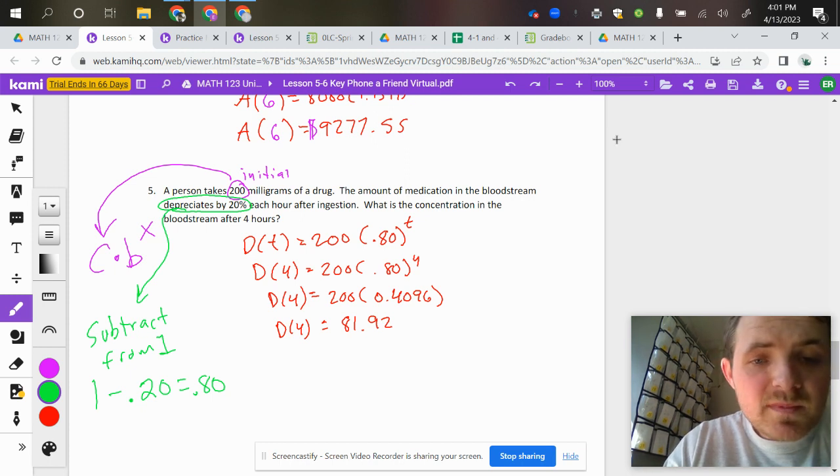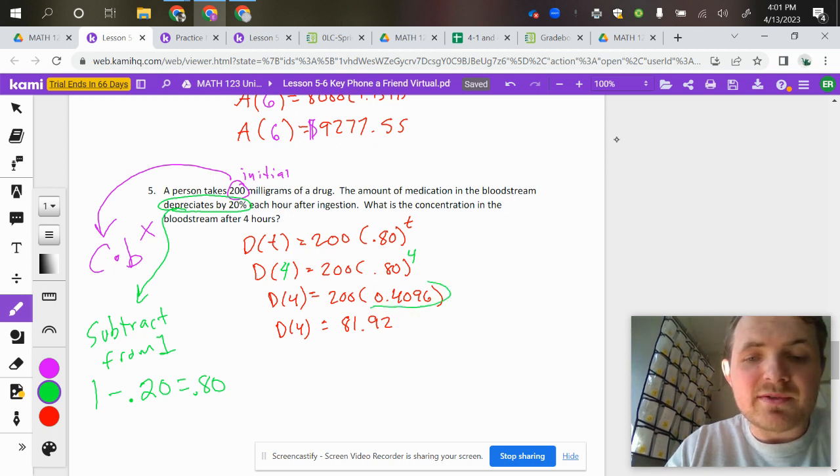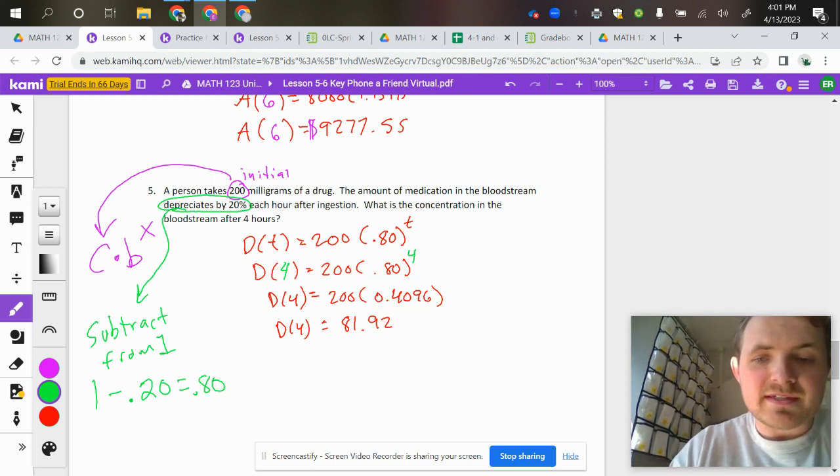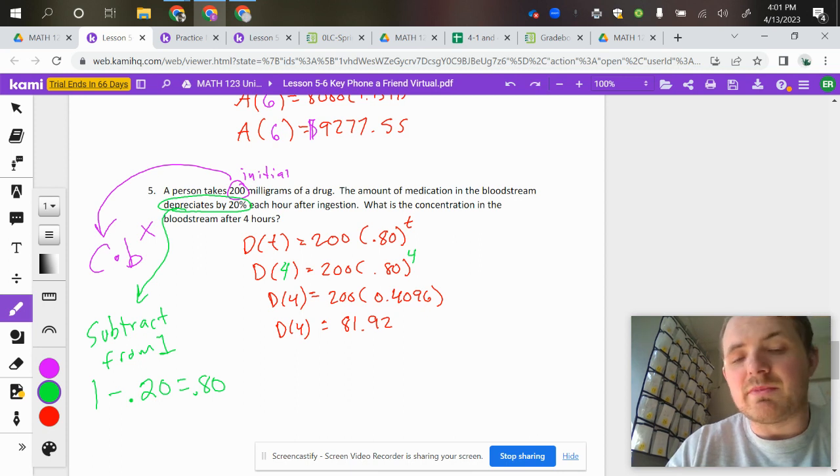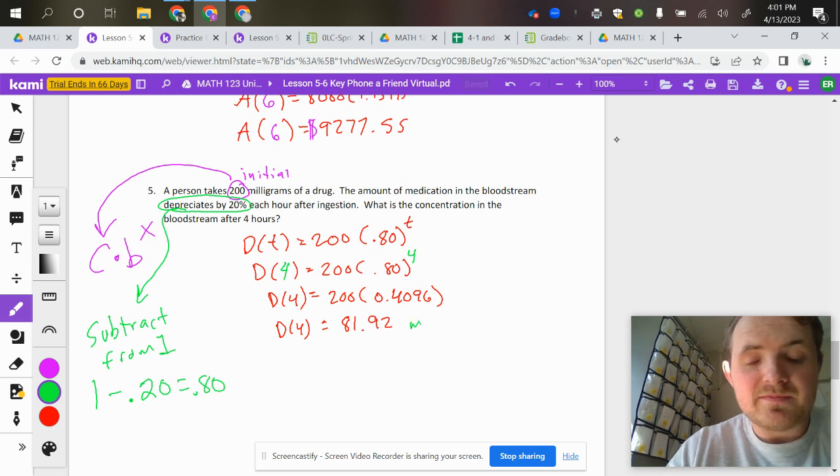So then we're curious, what's the concentration after 4 hours? So that's why I've got a 4 in wherever I see a T, I got to put in a 4. 0.8 to the 4th power gives you this decimal right there, 0.4096. And you would multiply that by 200 to get 81.92 milligrams in your bloodstream after 4 hours.